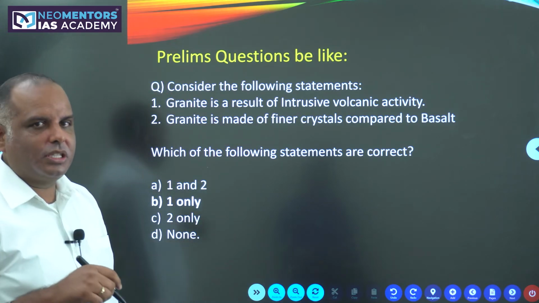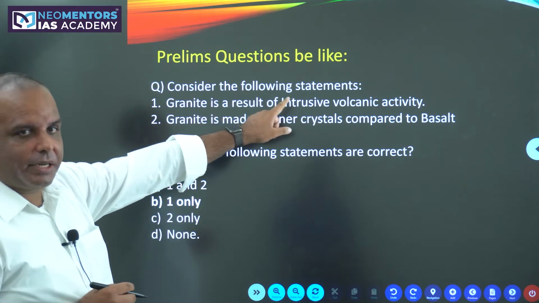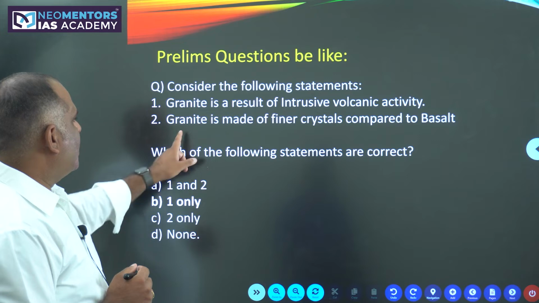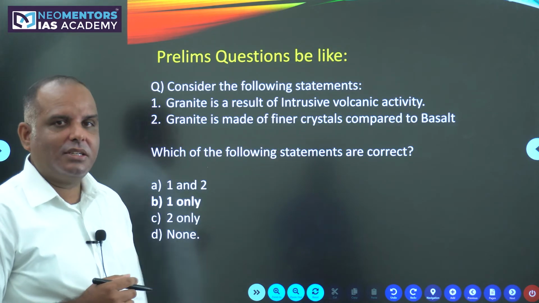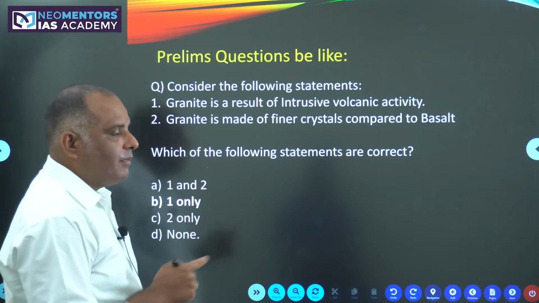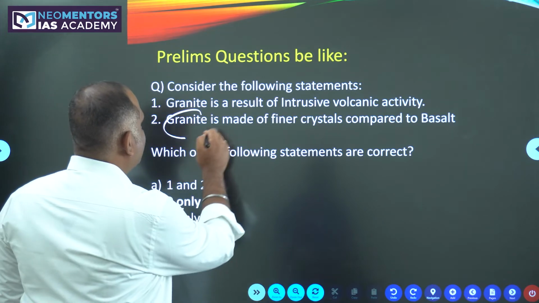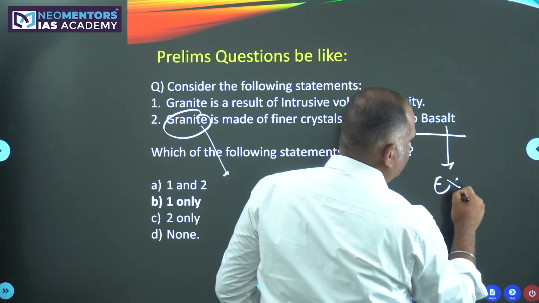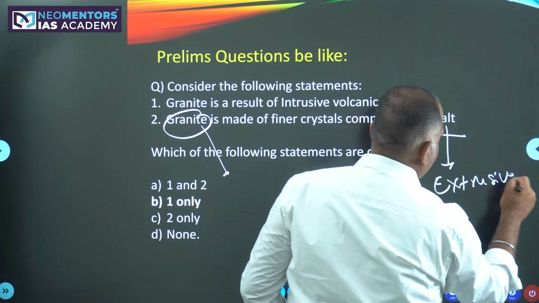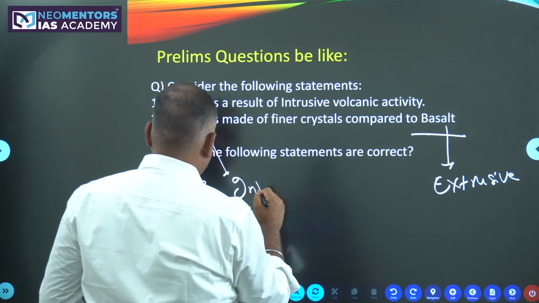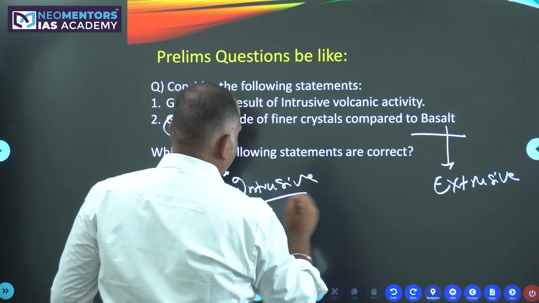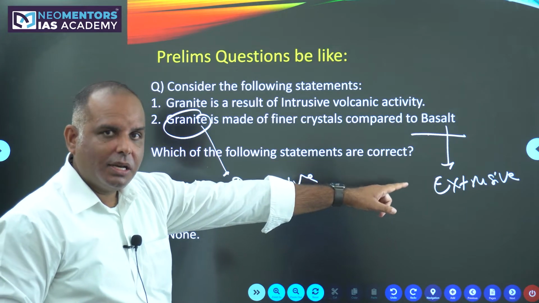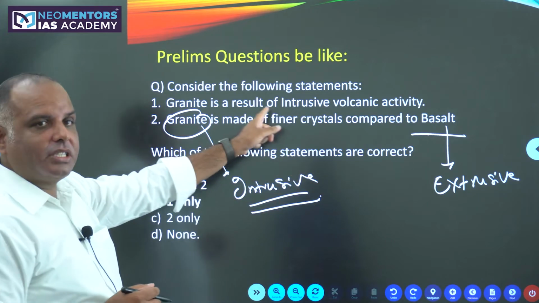Now, there could be some prelims questions on this topic. Consider the following statements. Granite is a result of intrusive volcanic activity. Yes. Granite is made up of finer crystals compared to basalt. Is that so? No. Why? Because when we were discussing, we said granite is intrusive, basalt is extrusive. Granite is intrusive, right? That means granite should have coarser crystals compared to basalt. Basalt should have finer crystals. That's why only the first statement is correct.